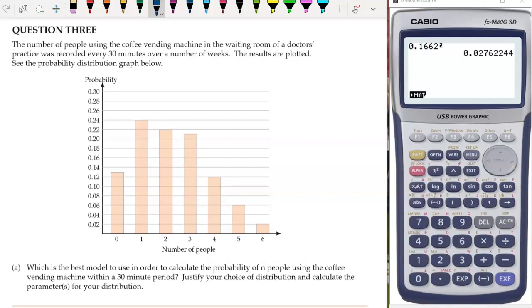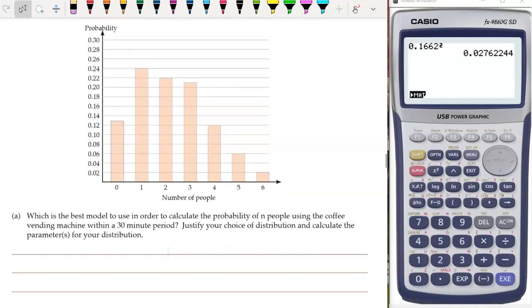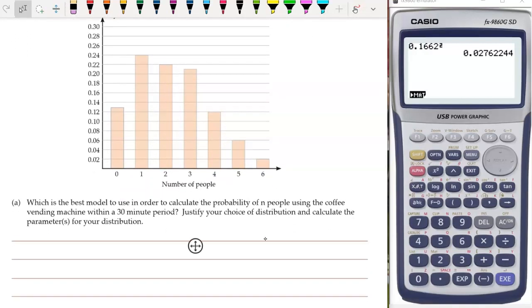Okay, question 3. We've got this graph. It's about the people using the coffee vending machine in the waiting room. It was recorded every 30 minutes over a number of weeks, and the results plotted on this graph. So this is your chance of from 0 up to 6 people using the coffee machine within a 30-minute window. Now, we are being told about values of things within a time frame, so this is likely to be a Poisson distribution.